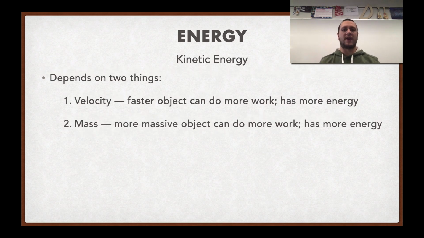As we look at kinetic energy, we can break this down into two different factors that contribute to the overall amount of kinetic energy that an object possesses. It's dependent on its velocity and it's dependent on its mass. And what you're going to see here makes logical sense. If something is moving faster, it has more energy. It can do more work. Now, for mass, if the object is more massive, it has the ability to do more work as well, because again, it's going to possess more energy.